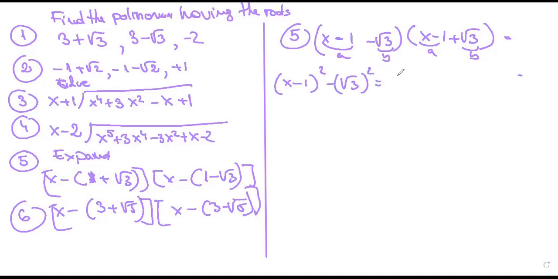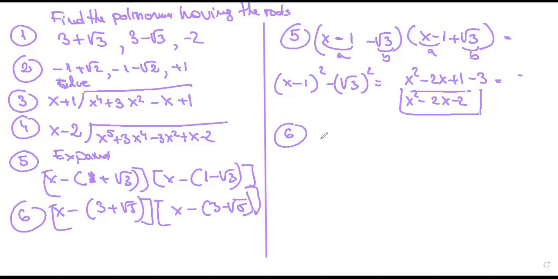So that becomes x squared minus 2x plus 1 minus 3, which becomes x squared minus 2x minus 2. Very good. And then question 6 is x minus 3 minus square root of 5 times x minus 3 plus square root of 5.